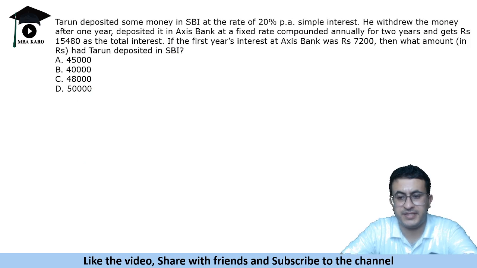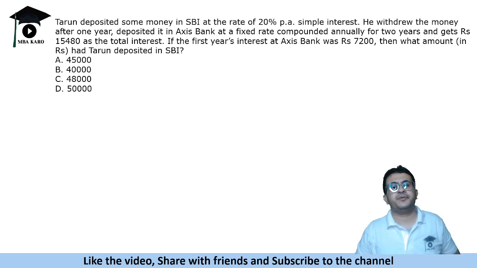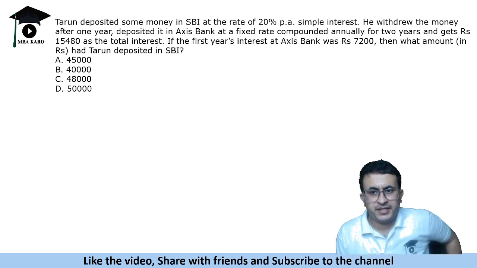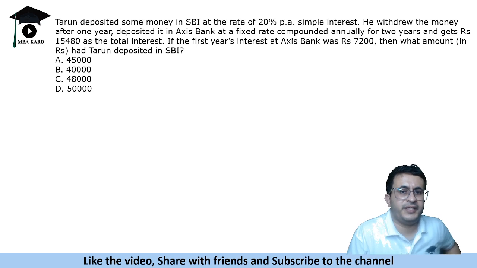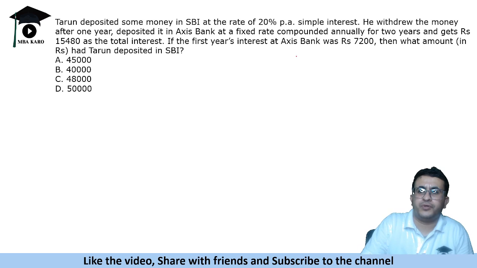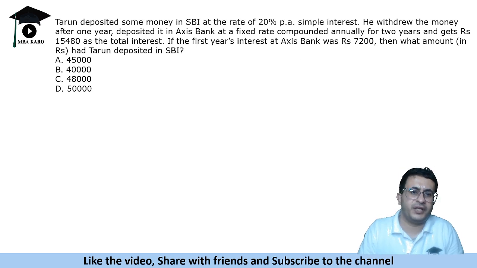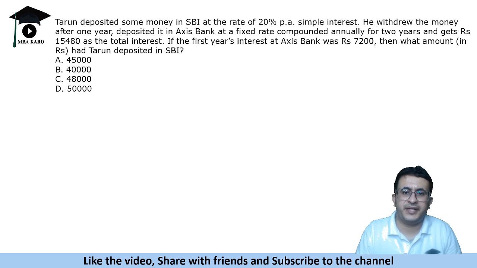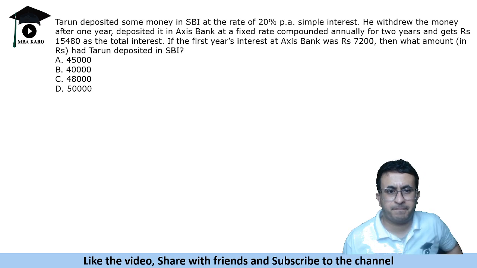Next question, it says that Tarun deposited some money in SBI at the rate of 20% per annum simple interest. He withdrew the money after 1 year, deposited it in Axis Bank at a fixed rate compounded annually for 2 years, and gets rupees 15,480 as the total interest. If the first year's interest at Axis Bank was 7,200, what amount had Tarun deposited in SBI?